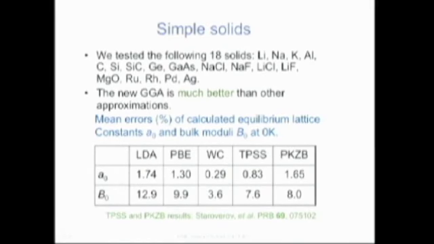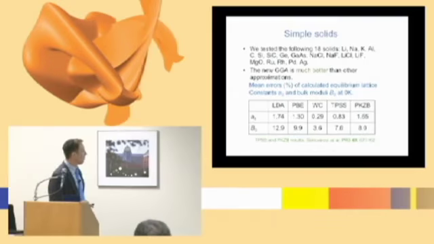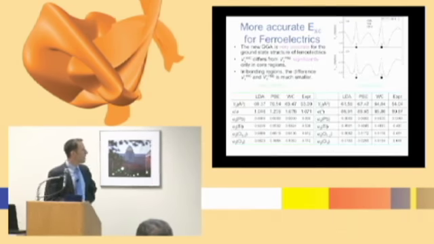And so we applied that to 18 different solids: some metals and insulators and covalent materials and so forth, and transition metals. We found that the new GGA was much better for the bond length. These are percent errors, so 0.3% error in the bond length compared with 1 to 2% error in the standard GGA. And the bulk modulus was also much improved over the standard GGA.